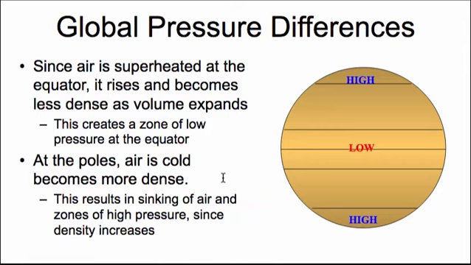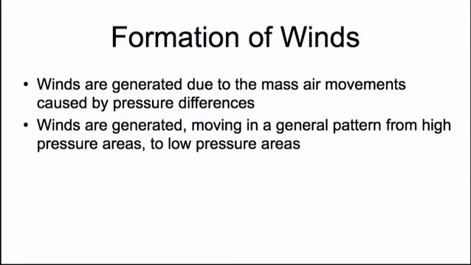Now at the poles, the air is cold, so it becomes more dense because cold air sinks. Think about being in your basement versus your attic. Cold air sinks, so it creates an area of high pressure. Since it's sinking, it's pushing on Earth's surface, creating a higher area of pressure. So you end up with these two high pressure areas at the poles and one low area of pressure to start with at the equator.